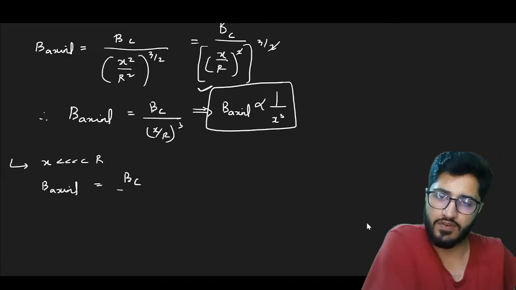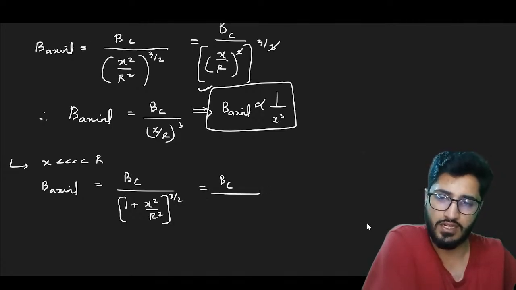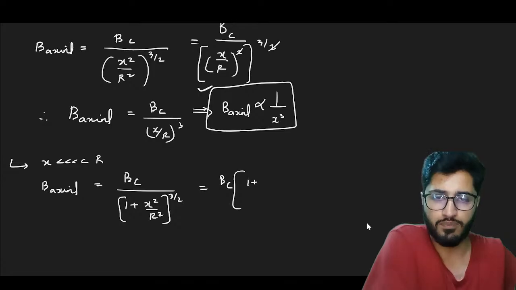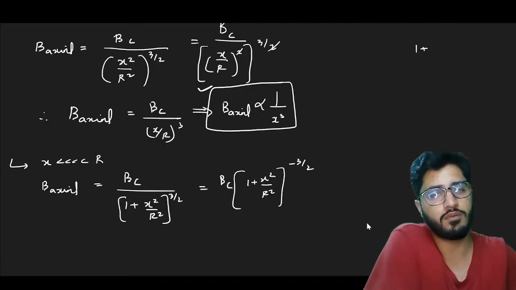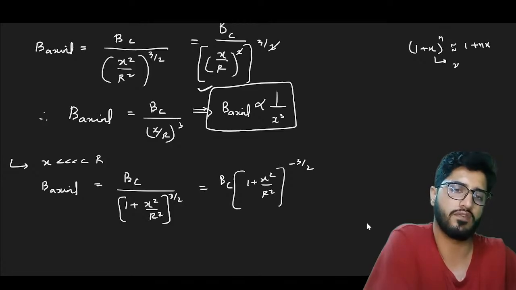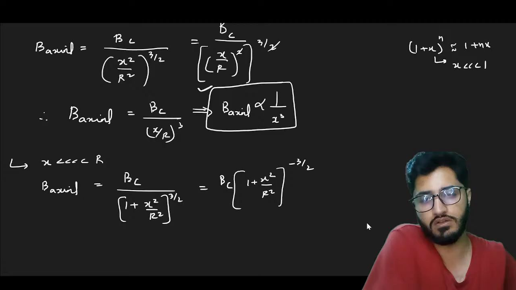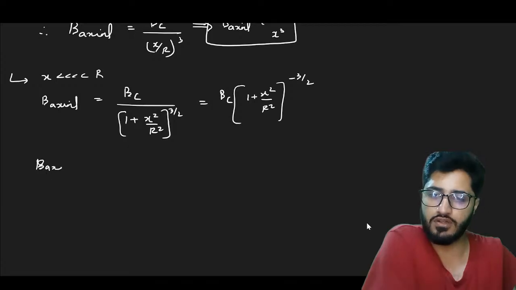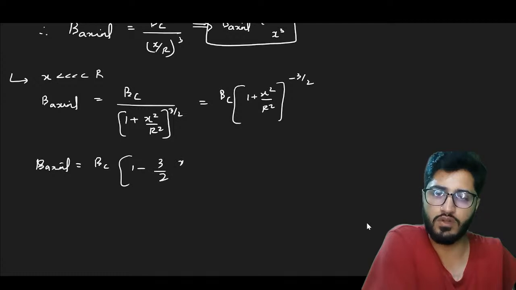B axial equals B center divided by (1 plus x square divided by r square) to the power 3 by 2, equals B center, I will take it upside, so it becomes B center (1 plus x square divided by r square) to the power minus 3 by 2. We know that (1 plus x) to the power n equals 1 plus nx if x is very less than 1. So now from this formula, I can write that B axial equals B center (1 minus 3 by 2 x square by r square).